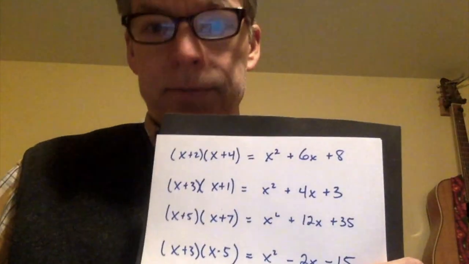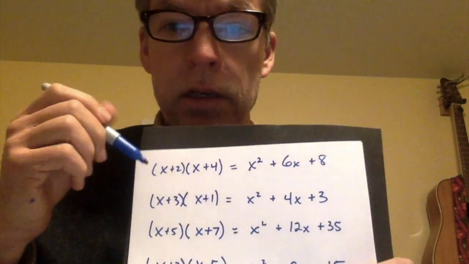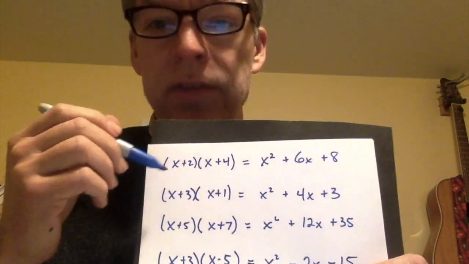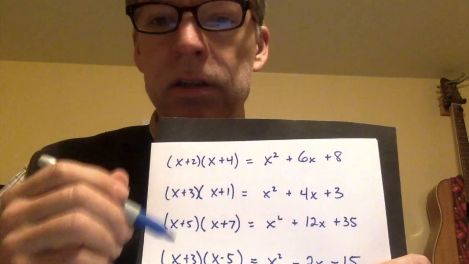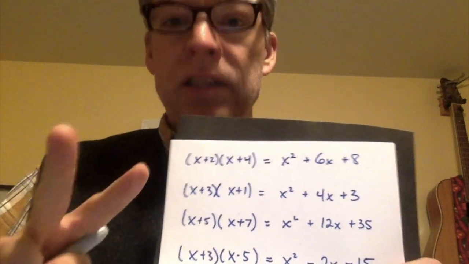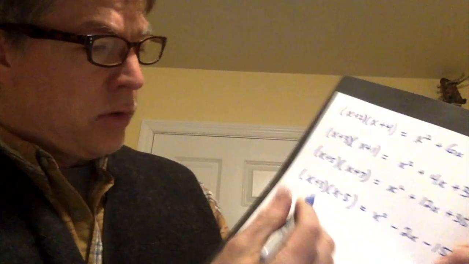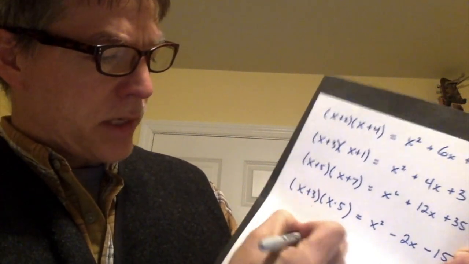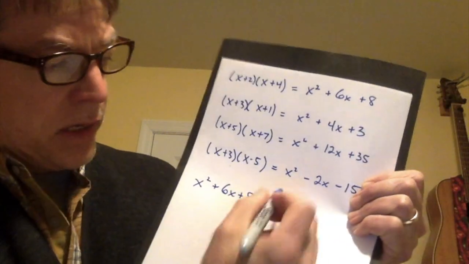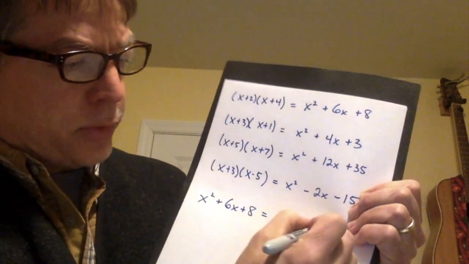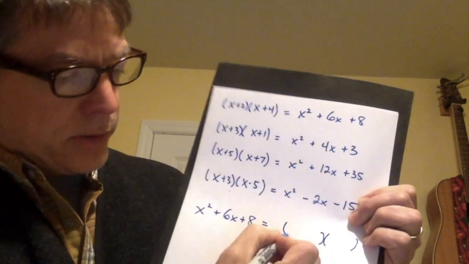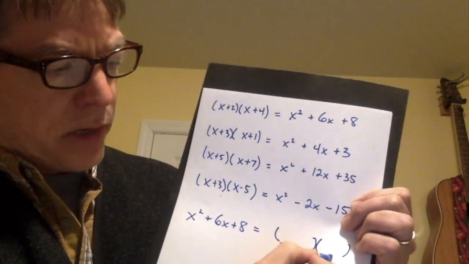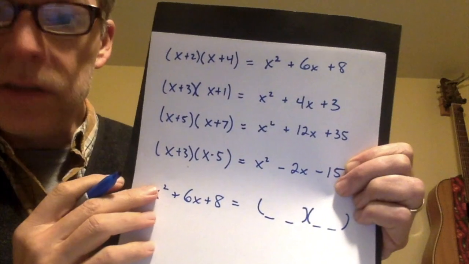Okay, here's the answer. The pattern is this. I think of these factors here as having 2 slots each. So if you need, let's say like this x squared plus 6x plus 8, if you need to factor that thing, you're going to have 2 sets of parentheses, and there's going to be 2 slots that you got to fill in each of those parentheses.